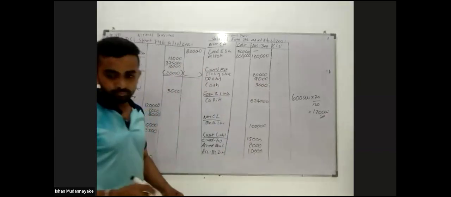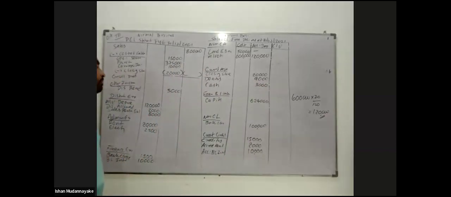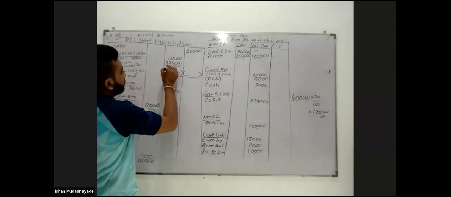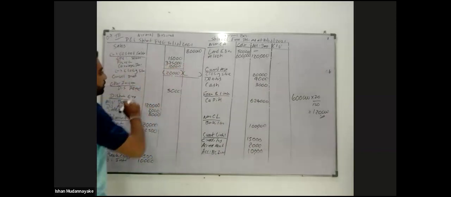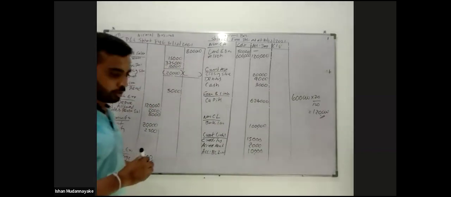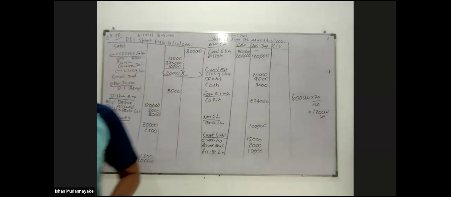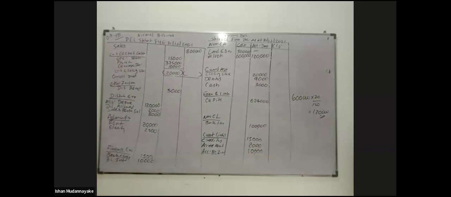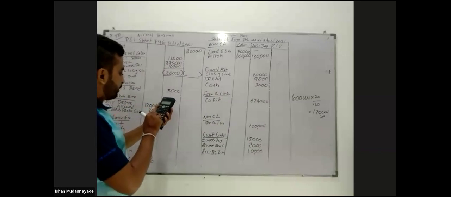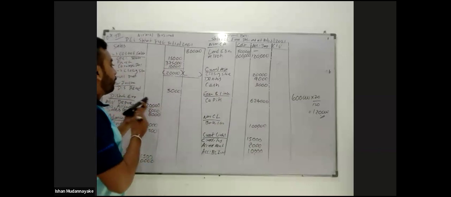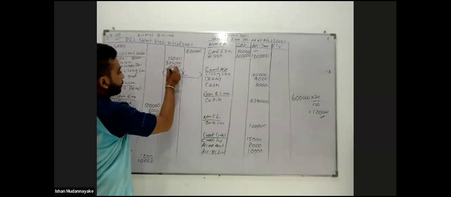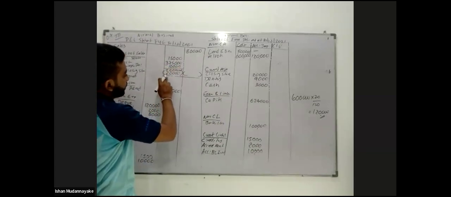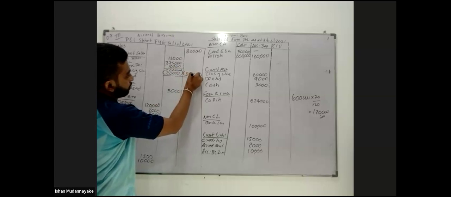Right. Now you can balance the question. Stock to be sold how much? 50,000 plus 375,000 plus 10,000 is 400,000. Stock available for sale 400,000. 400,000 minus 20,000 is 380,000.